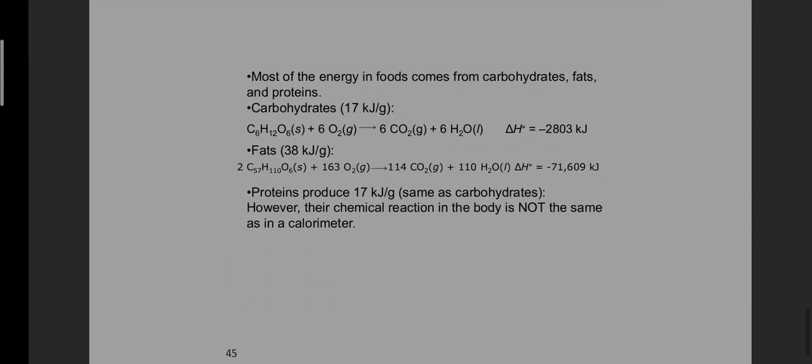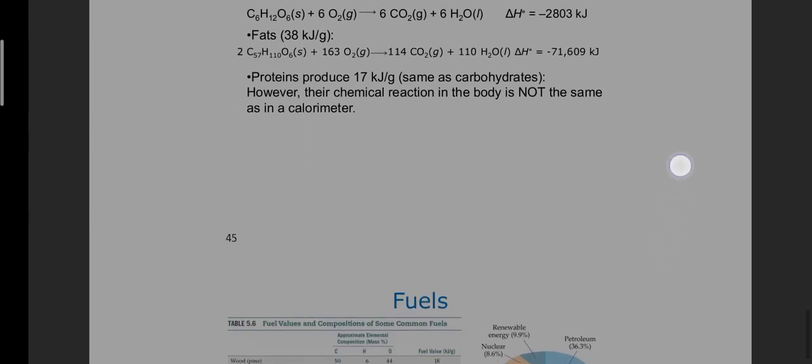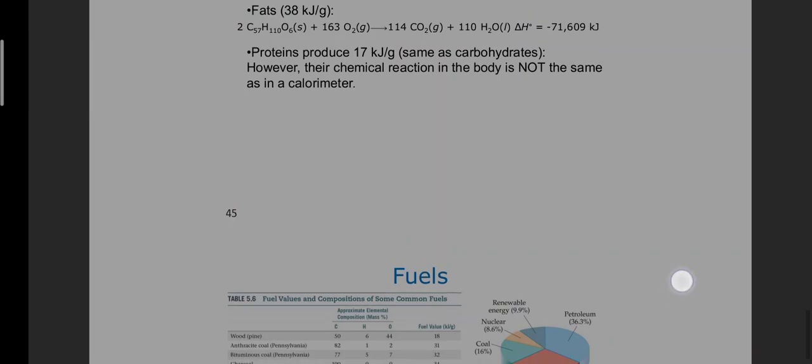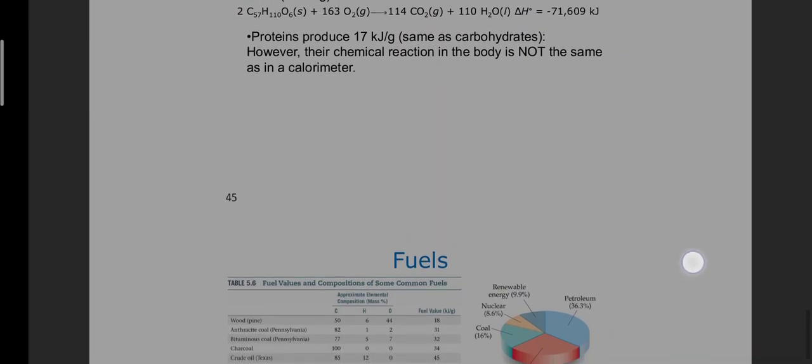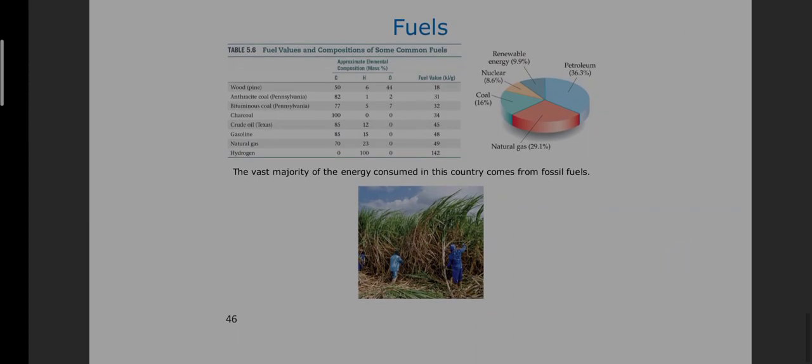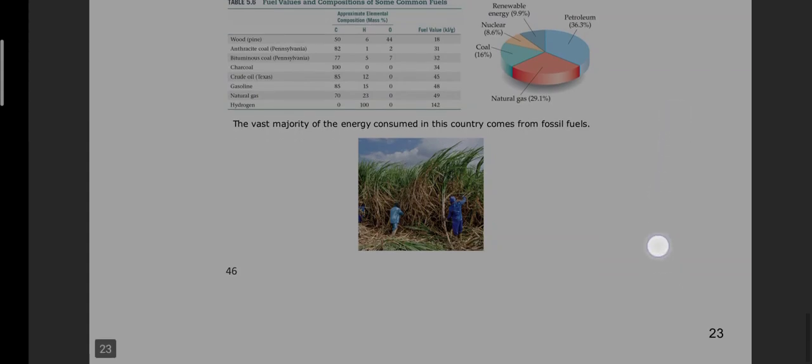Most of the energy in food comes from carbohydrate, fat and protein. Protein produces 17 kilojoules per gram, same as carbohydrate. However, their chemical reaction in the body is not the same as in a calorimeter. Now this is the table given for fuel values and composition of some common fuels like wood, anthracite coal, bituminous coal, charcoal, crude oil, gasoline, natural gas and hydrogen.